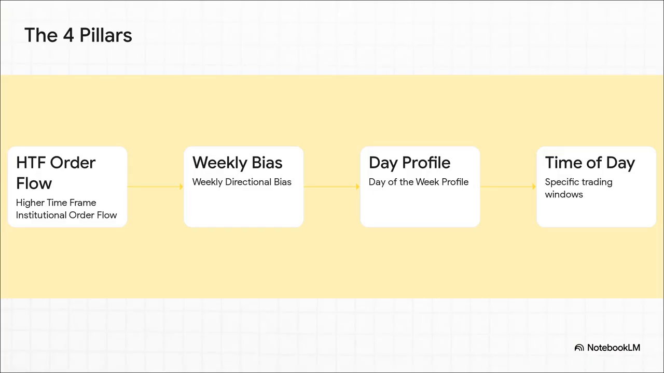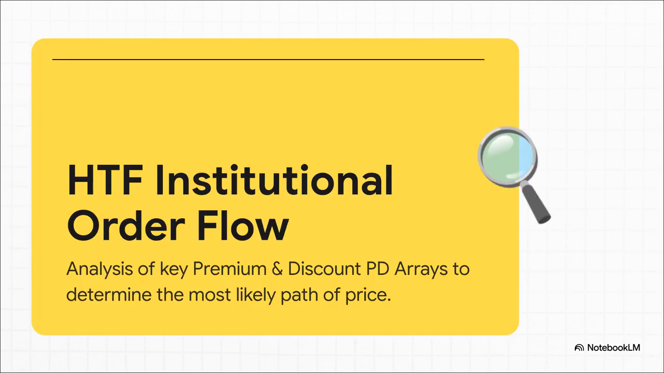It's a top-down approach, right? We start with the 30,000-foot view, higher time frame institutional order flow. Then we zoom in a little to the weekly directional bias. Then we get even more granular with the day of the week profile. And finally, we get down to the minute, looking at the time of day. Each step is like a filter, and what's left is our high probability setup. And yes, you absolutely have to follow them in this order. No skipping steps.